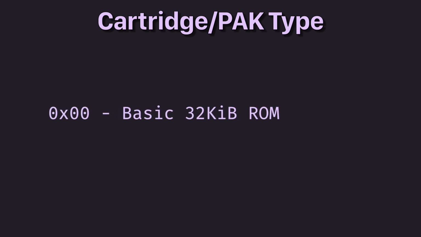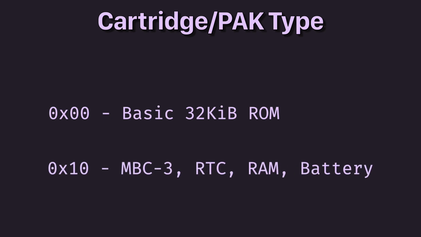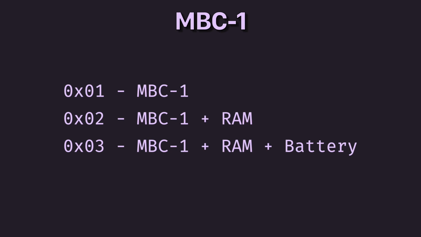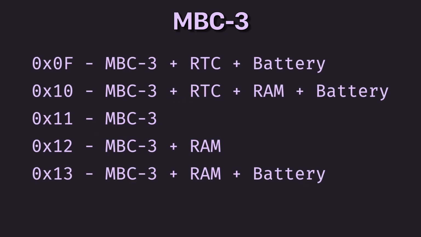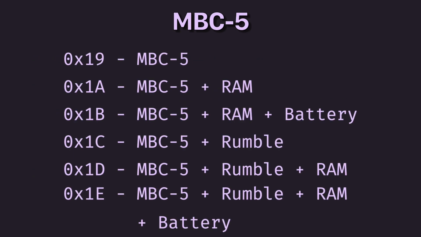A value of 0 would mean that the cartridge is a simple 32 kilobyte ROM with no special features, while a value of hex 10 would mean this cartridge is using Memory Bank Controller 3, or MBC3 for short, with a real-time clock, extra RAM, and a backup battery. Nintendo cartridges ship with 4 different memory bank controller chips to choose from. The MBC1 with these combinations, the MBC2 with these combinations, the MBC3 with these combinations, and last but not least, the MBC5 with these combinations.